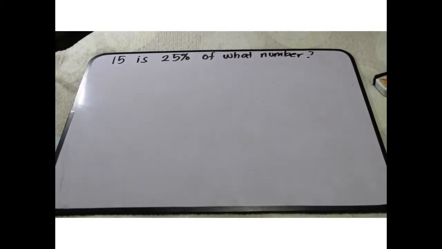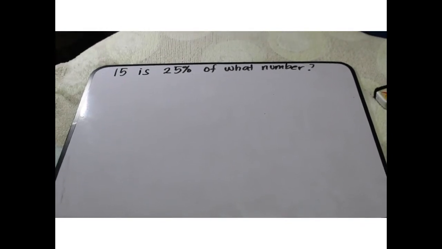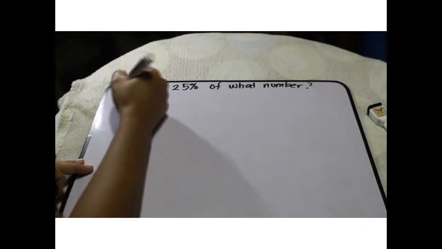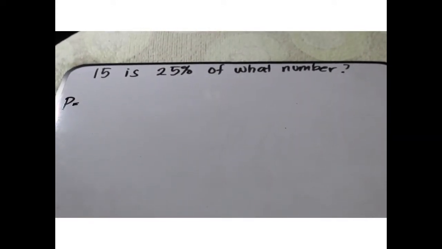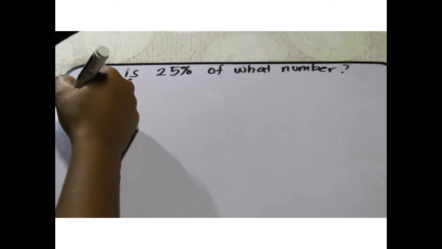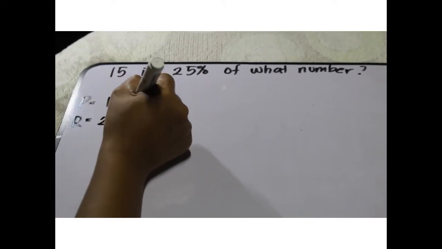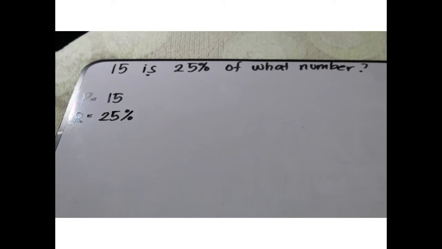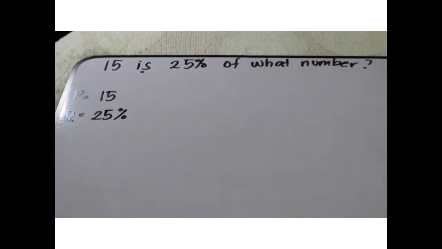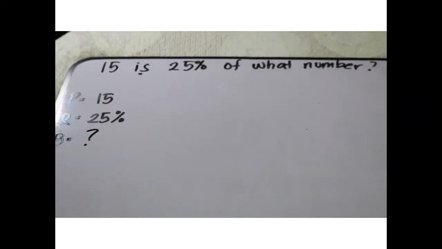Now, let's first identify what is percentage, base, and rate in our problem. So, we will write our given. Percentage, in our definition earlier, when we say percentage, it is either before or after the word is. So therefore, 15 is our percentage. The next one is the rate. When we say rate, it is always accompanied with the percent sign. So therefore, 25% is our rate. And then the last one is the number that is being solved in our problem. So that one is our base. Why? Because it is after the word of.